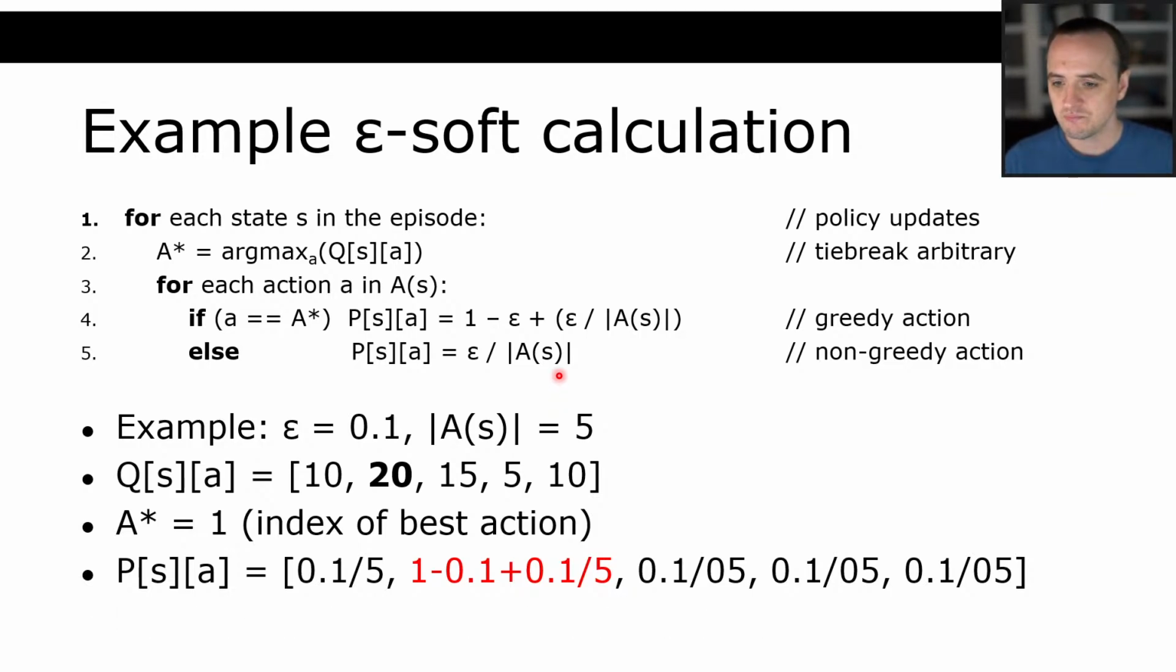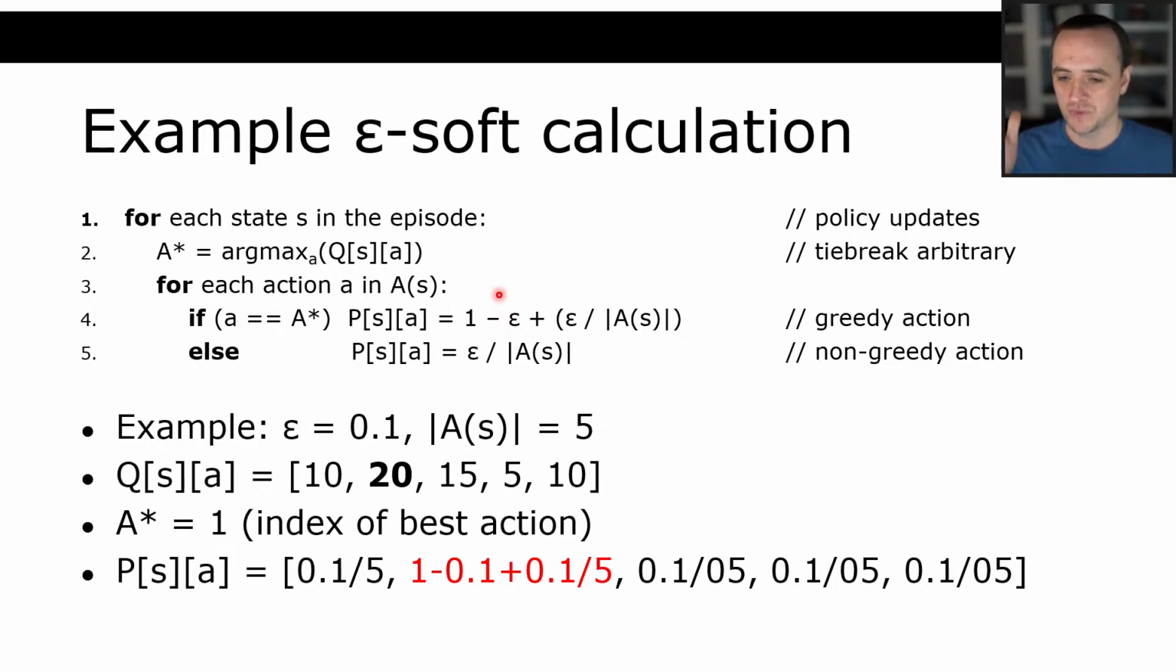However, the only other case is for the greedy actions, which get the additional chance of being chosen of 1 minus epsilon, right? So think about it this way. If I have a 10% chance of choosing a random action, that means I have a 1 minus epsilon, or 90% chance of choosing the greedy action.